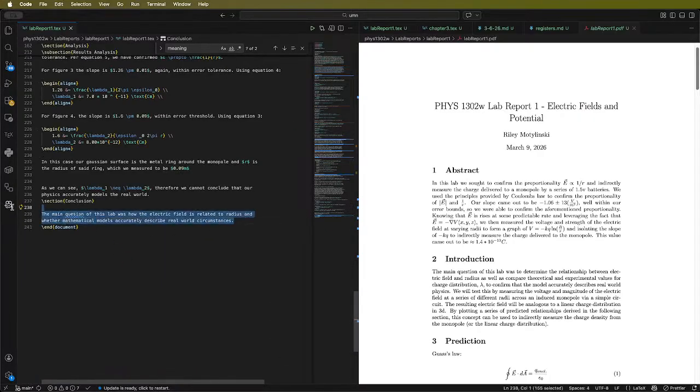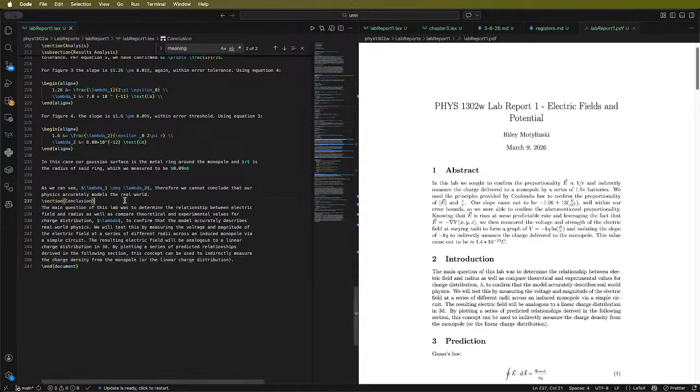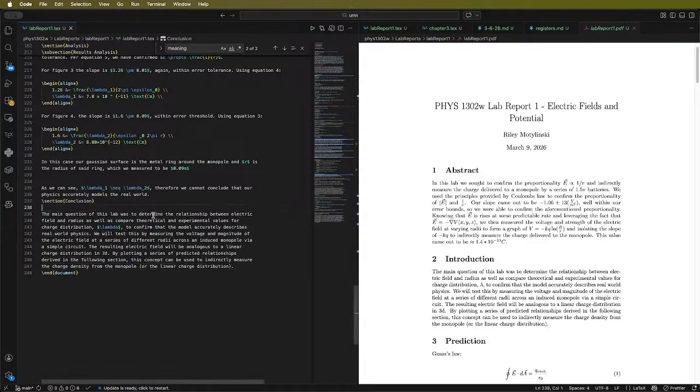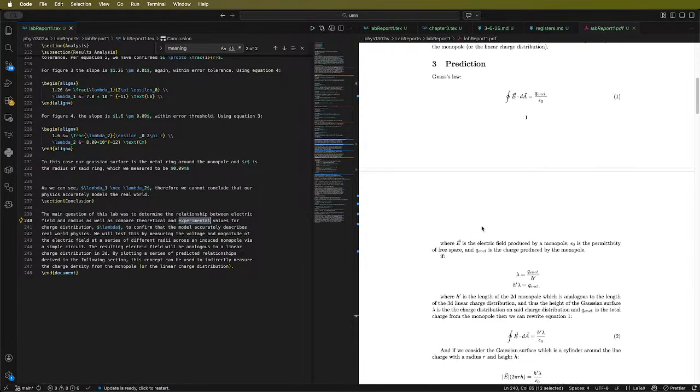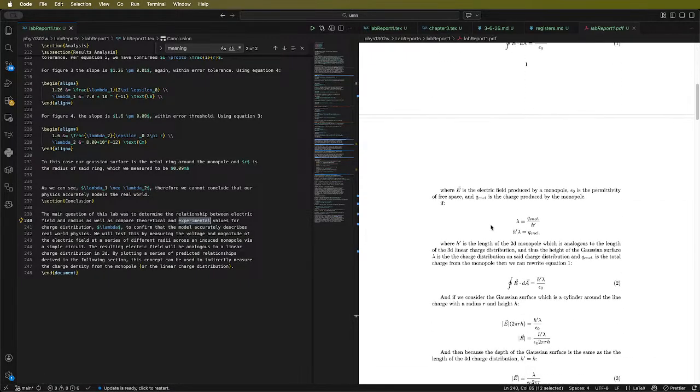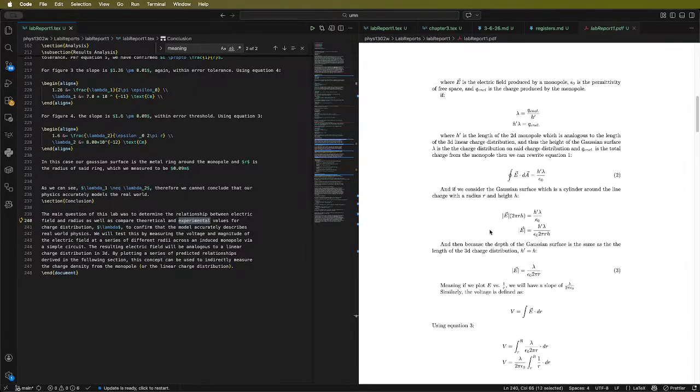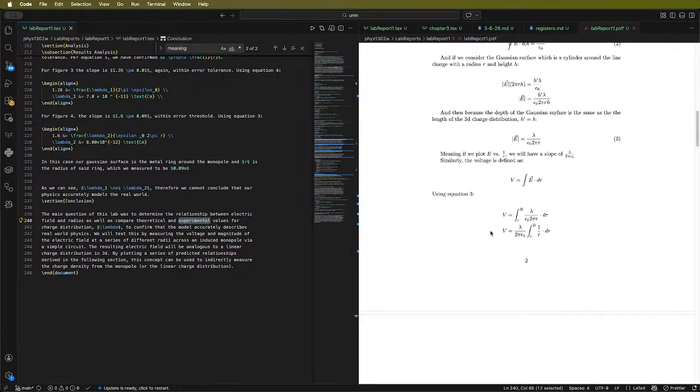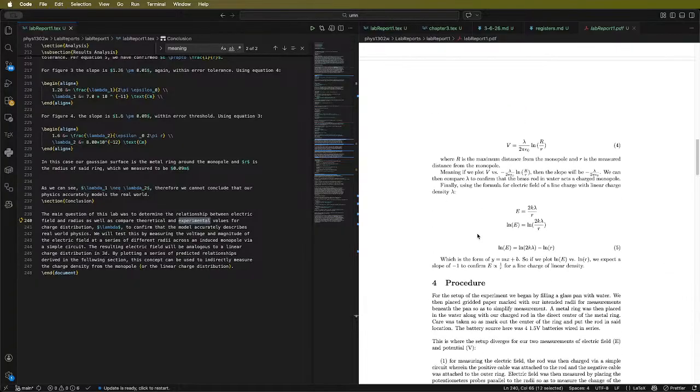Let's enter a conclusion. The exercise was to determine the relationship between electric field and radius, as well as compare theoretical and experimental values. I don't make a prediction here, and I can't because I don't know. This lab report is not good.